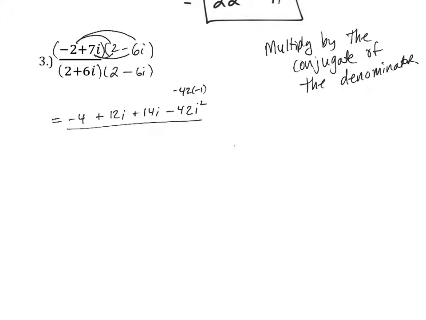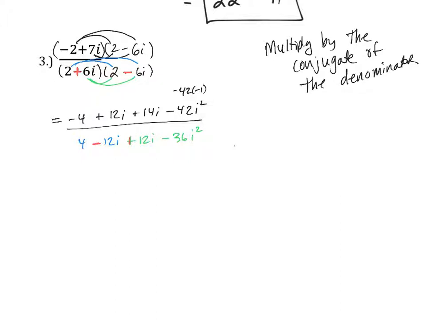All right, now, here we go on the bottom. We've got 2 times 2 is 4. 2 times negative 6i would be negative 12i. And then I have 6i times 2 would be a positive 12i, and then 6i times negative 6i would be negative 36i squared.